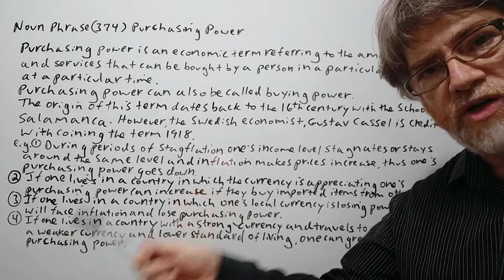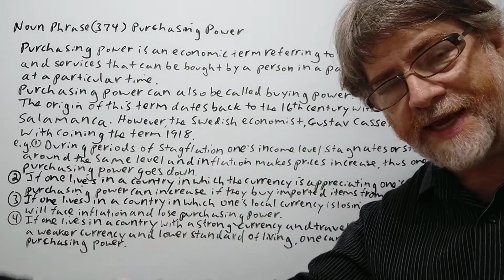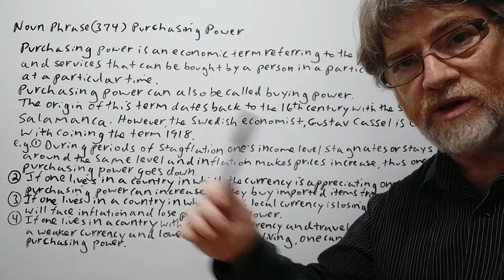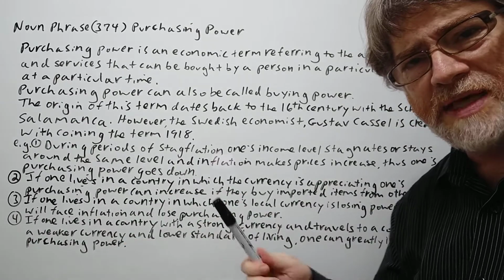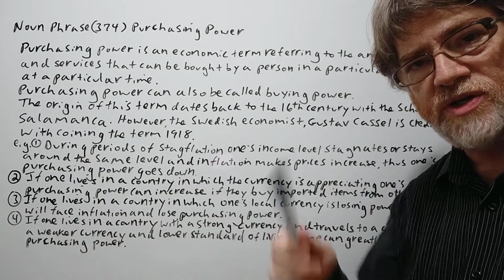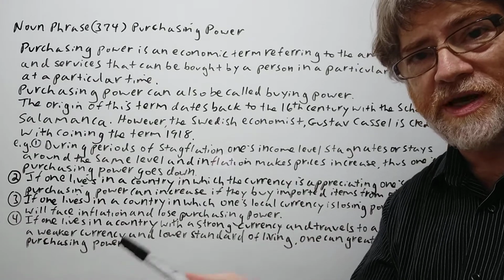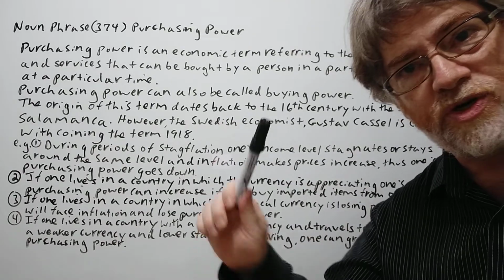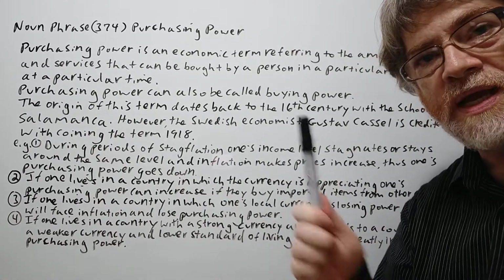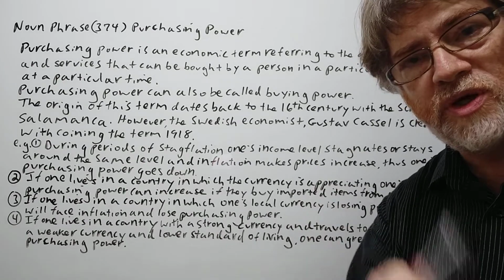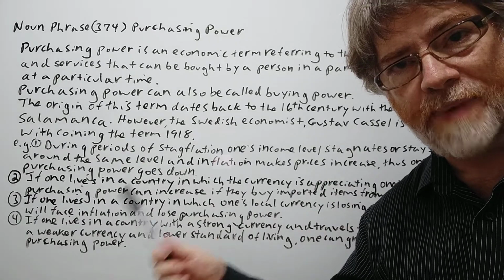So in the other countries, their currency is either staying the same or possibly going down, then you could buy a lot more. Sometimes they might say that if a country's currency is weak, we could say the country's a little bit like on sale. Like if you want to travel there, it might be a good time to travel because you'll get more for your money because you will have more purchasing power.